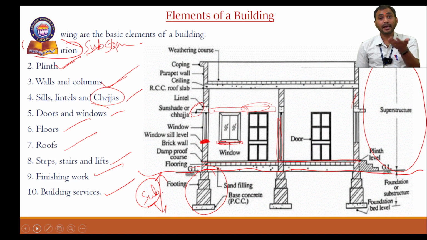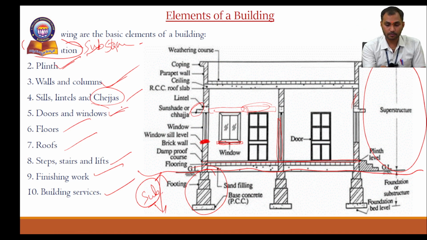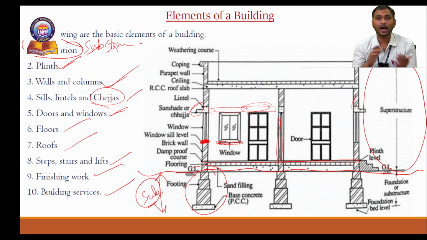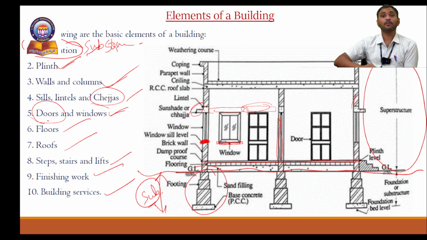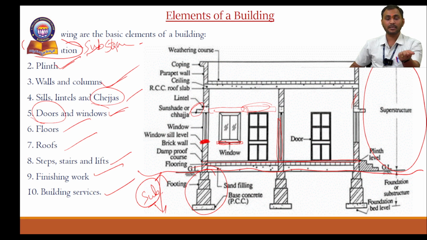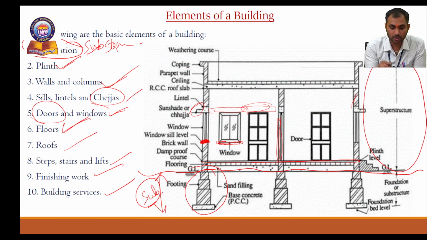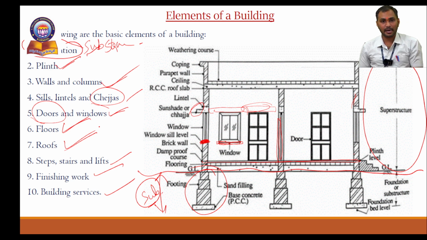So we can provide ACs there. Next, doors and windows. For ventilation purposes we can provide the windows and the doors. For going from one room to another room we provide the doors. If we want to come and go from one place to another, we can't use the window, no. That's why we have to provide the doors. Next, floors: ground floor, second floor, third floor, fourth floor. Next, roofs. Roof means the slab area, our top ceiling part. Next, steps, staircases and lifts.